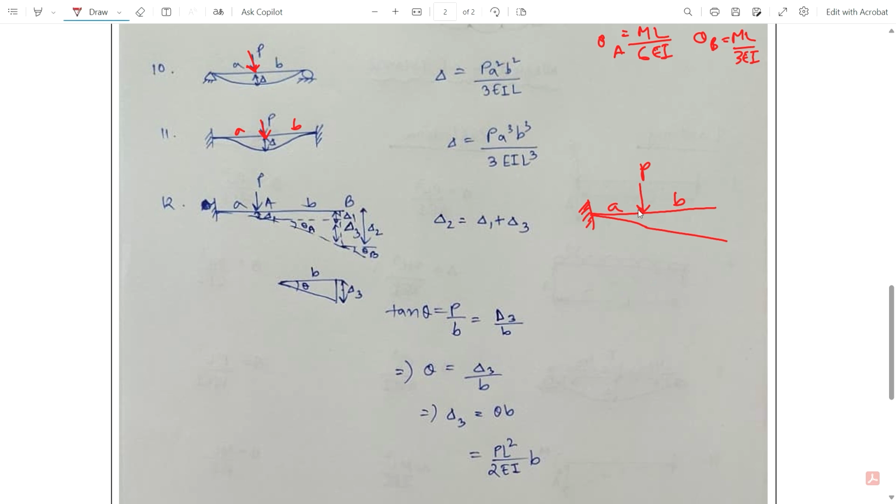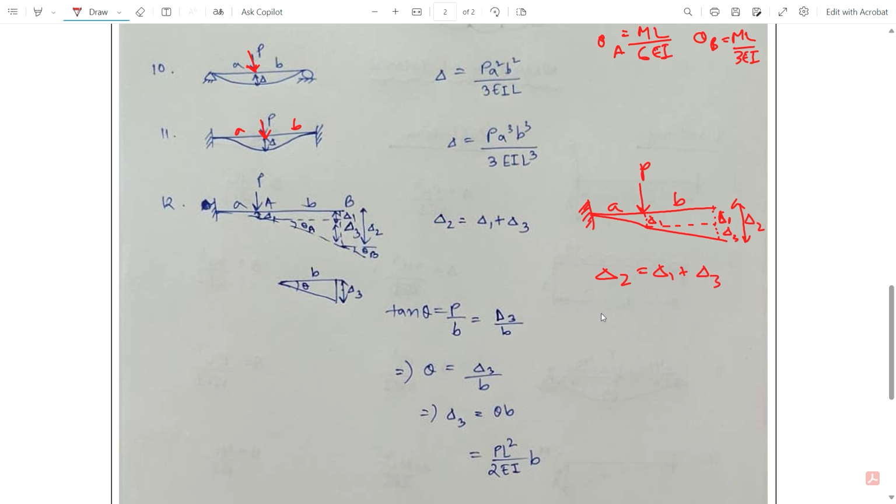So here you can see this is del 1. If this part is del 1, then this part is also del 1 or delta 1. Then this part below the point is assumed to be del 3. Then the total is del 2. So this whole is del 2, this small part is del 1, and this part below the point is del 3. So del 2 is equal to del 1 plus del 3.